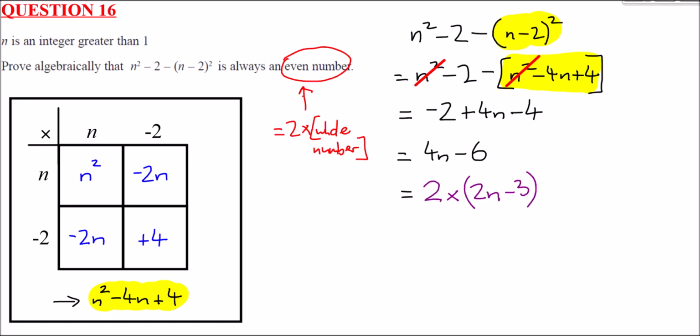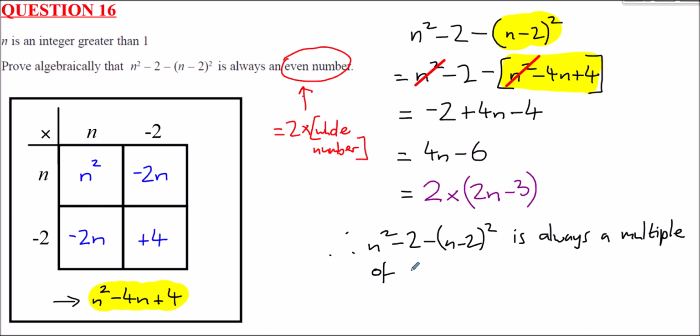And I can conclude with a qualifying statement. So therefore, n squared minus 2 minus n minus 2 squared is always a multiple of 2, because it's got 2 times something, and therefore even, because saying something's a multiple of 2 is the same as saying it's an even number, because all even numbers are 2 multiplied by something. So that's all we need for question 16.